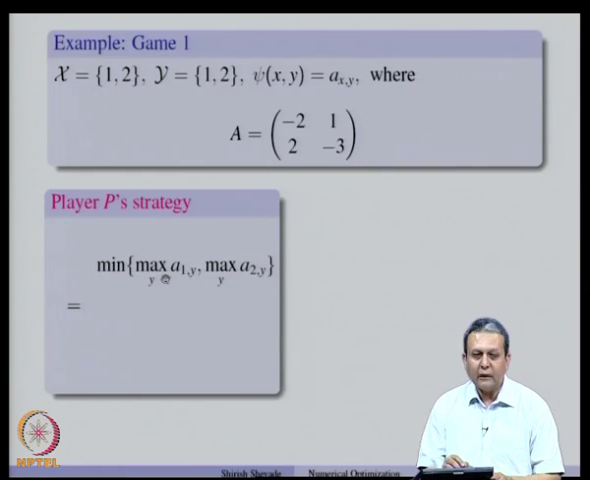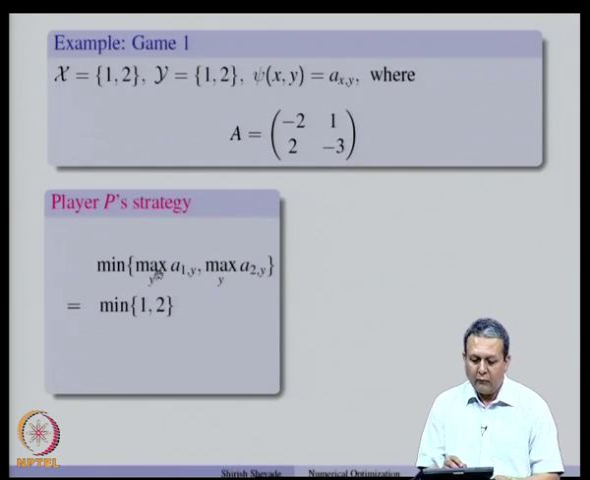Okay. So, what player P will try to do is find the maximum quantity in the first row and the maximum quantity in the second row. So, max of a 1 comma y over all y's is the max of a 1 comma 1 and a 1 comma 2, and that is 1, and max of a 2 comma y is the maximum of the quantities in the second row. So, max of a 1 comma y over all y is 1, and max of a 2 comma y over all y's is 2.